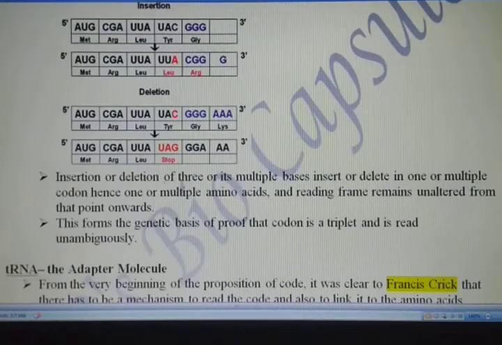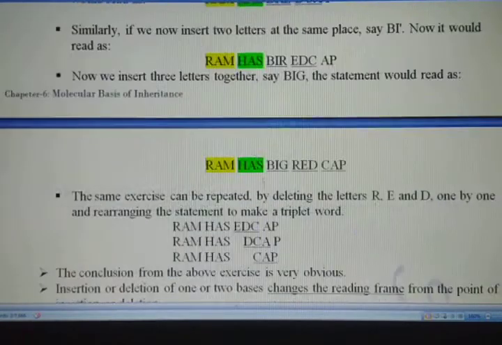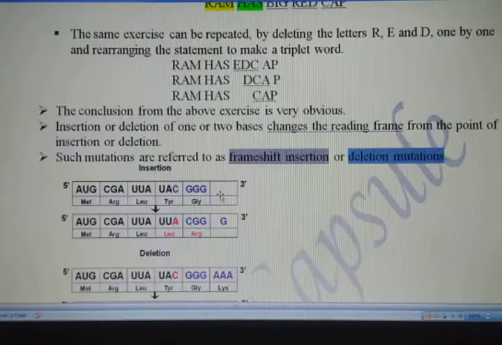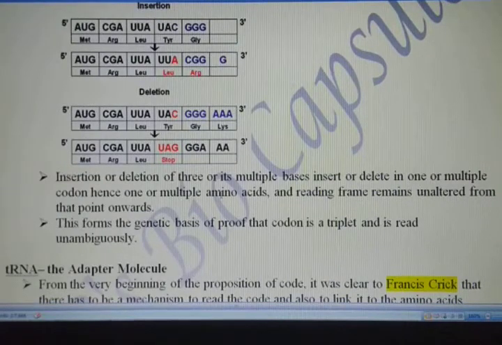Now, we have discussed insertion or deletion of only one nucleotide. If 3 nucleotides are either inserted or deleted, 3 nucleotides equal 1 codon. That means what will happen here? The frame shift is not going to change. Only one of the codons is going to be either deleted or inserted.